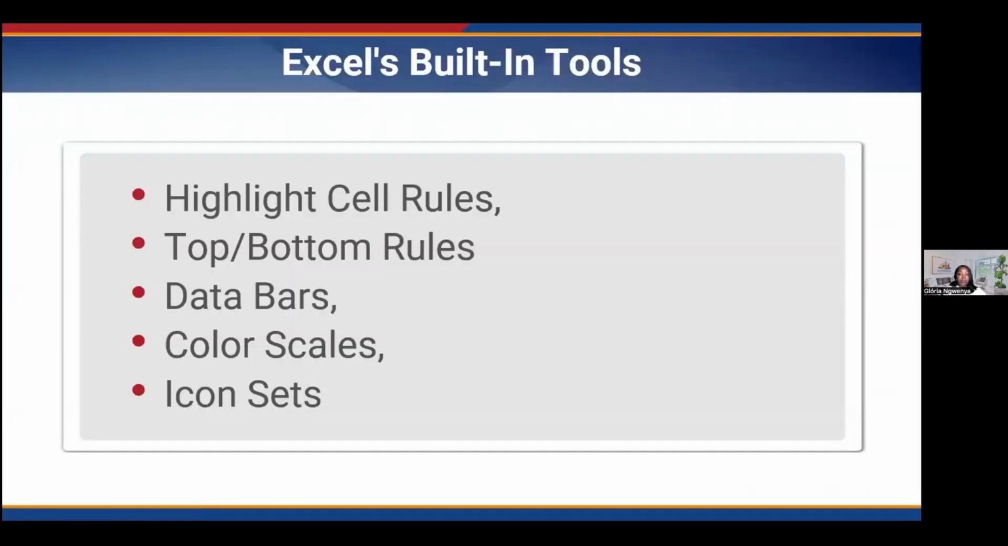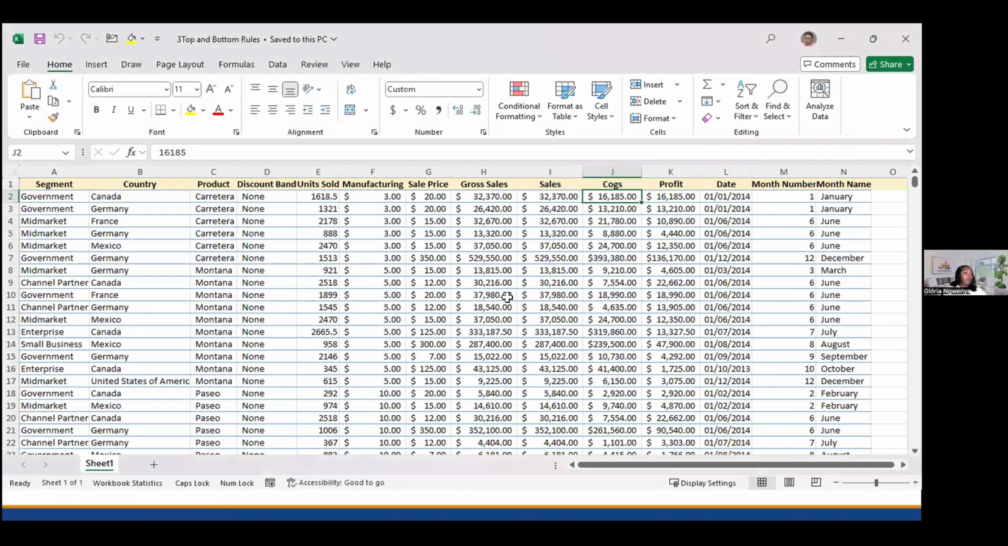Top and bottom rules. So this is a pretty big data set. It's got hundreds of rows and so much data. And at a glance, a data set like this may seem really overwhelming. But with conditional formatting, you can pull out really interesting insights from a data set this large.